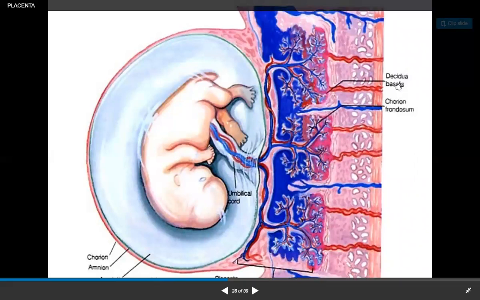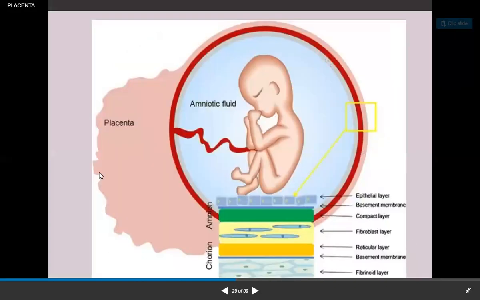That is decidua basalis. And this is chorion transversum. This one is the umbilical cord. Chorion, amnion. Placenta, and whatever fluid is present inside is the amniotic fluid. And these are the layers: chorion, amnion, and the fetus which is present inside of it.